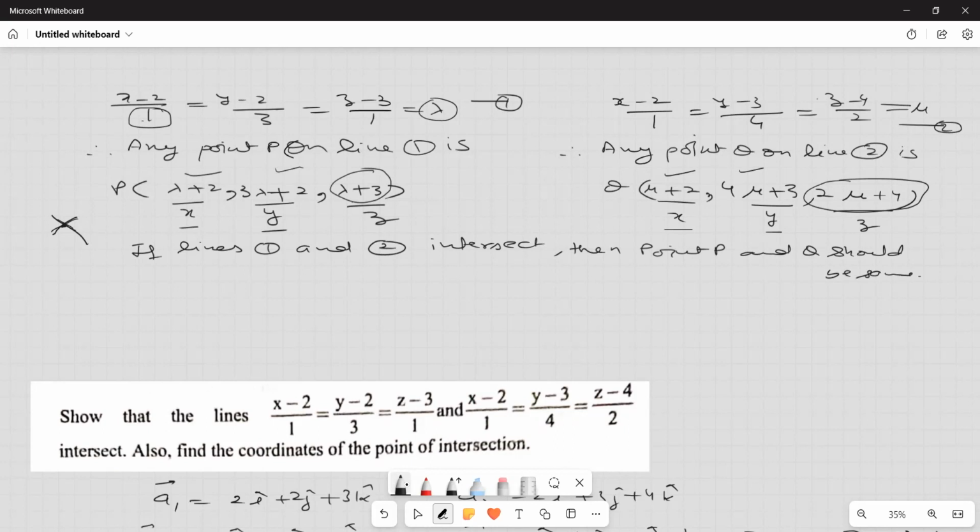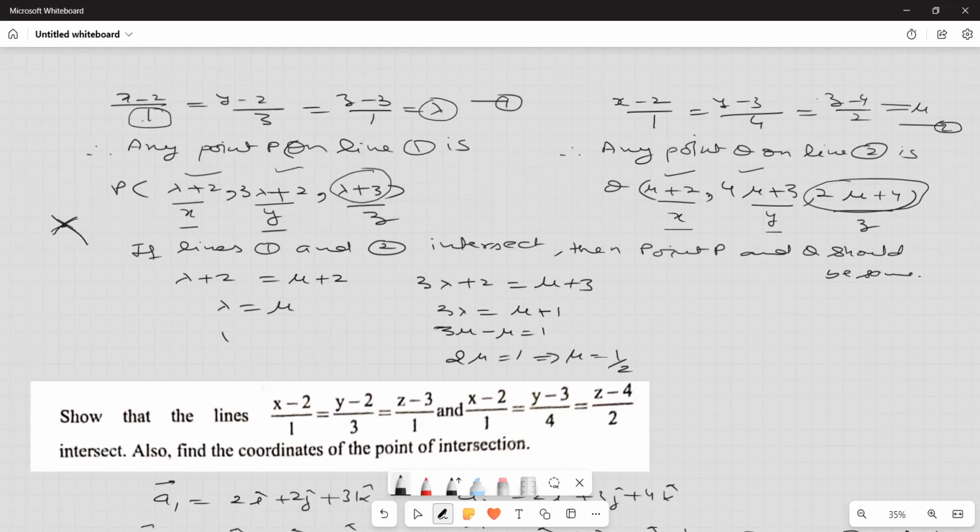So I am taking x coordinate. So lambda plus mu is equal to mu plus 2. Second, 3 lambda plus 2 is equal to mu plus 3. So from here I am getting lambda is equal to mu. And from here I am getting 3 lambda is equal to mu plus 1. Put this value over here. So this will be 3 mu minus mu is equal to 1. So 2 mu is equal to 1. So mu is equal to half. If mu is equal to half, lambda will be half.